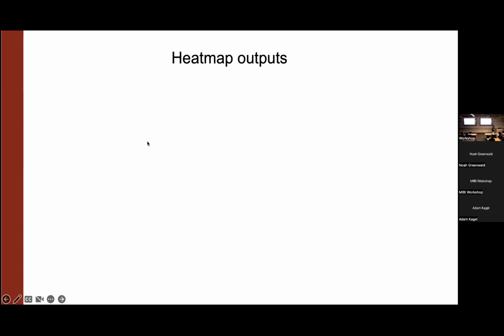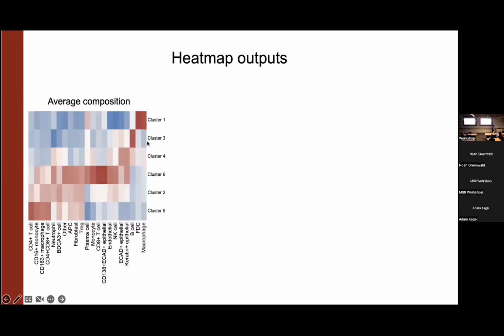Okay, in addition to the overlays, the other heat map outputs that you get out of this notebook are, first, a heat map showing you the average composition of each of the clusters. When you're actually doing the clustering, the feature vector that you're feeding into it is the number of cells in each index cell's neighborhood. So this is an average of that. For all the cells in cluster 1, what is surrounding those cells? What is the neighborhood of the cells in cluster 1?